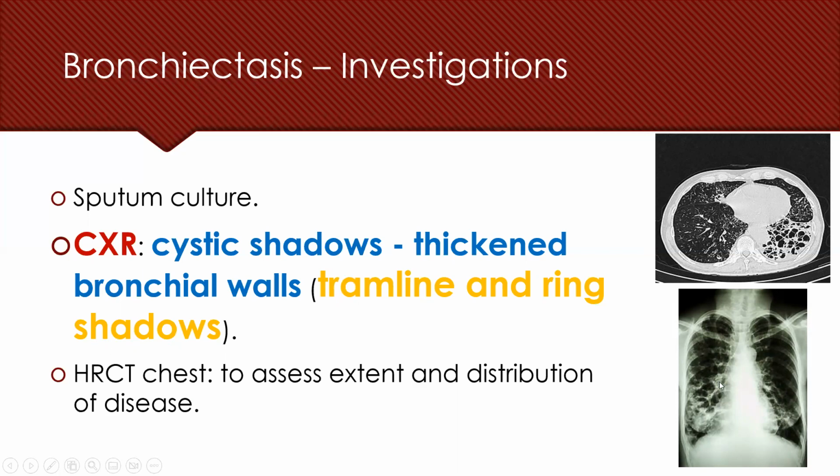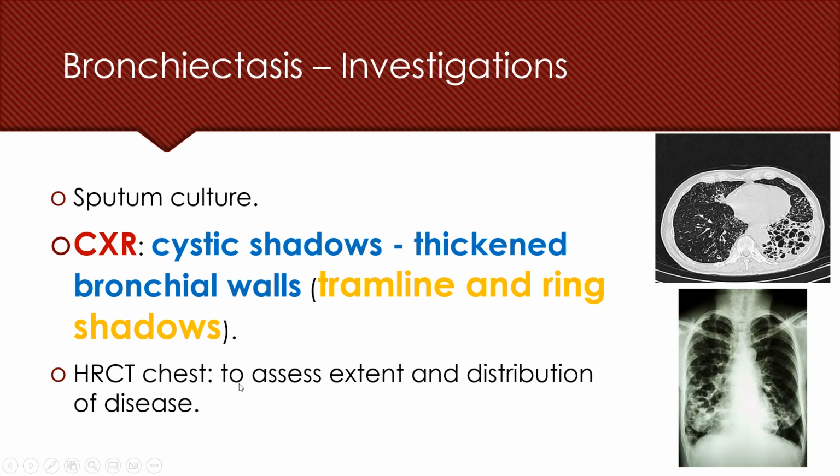The bronchial walls are thickened due to the chronic infection and the stagnation of secretions inside the bronchi, leading to a peculiar and unique appearance. We call it the tramline and ring shadows. You can see here the ring shadows and the tramline. Here in the CT, we call it the honeycomb appearance because it looks like the bee home. Okay, it's a honeycomb appearance.